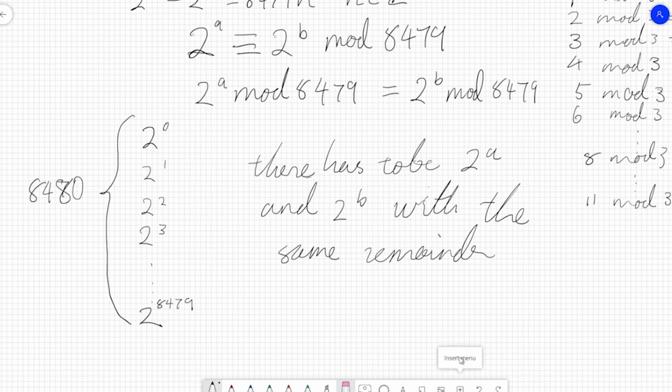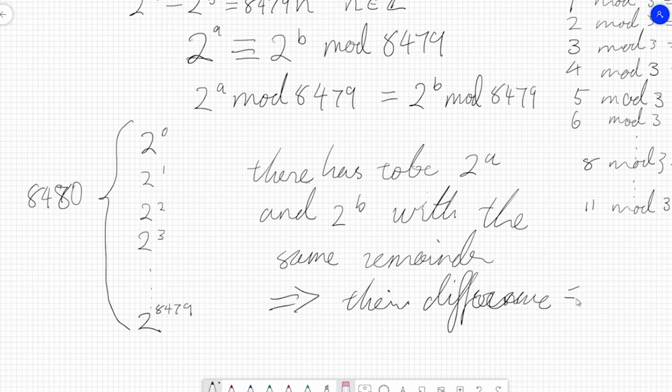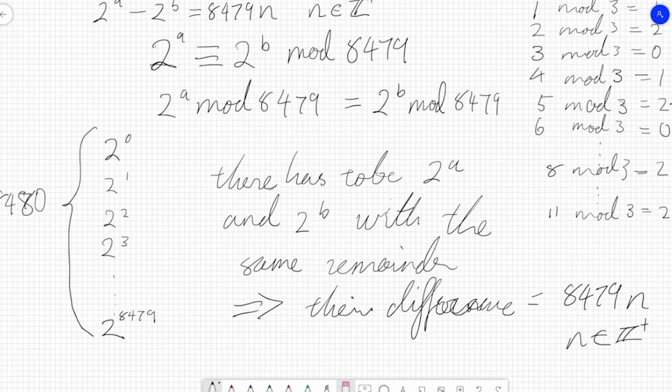So that's guaranteed, which means there will have to be 2 numbers that have the same remainder, and because they have the same remainder, their difference is a multiple of 8,479, so 8,479 times n, where n is a positive integer. And so there is that.